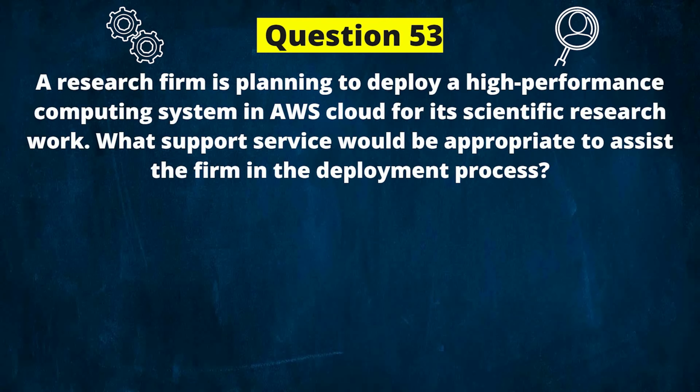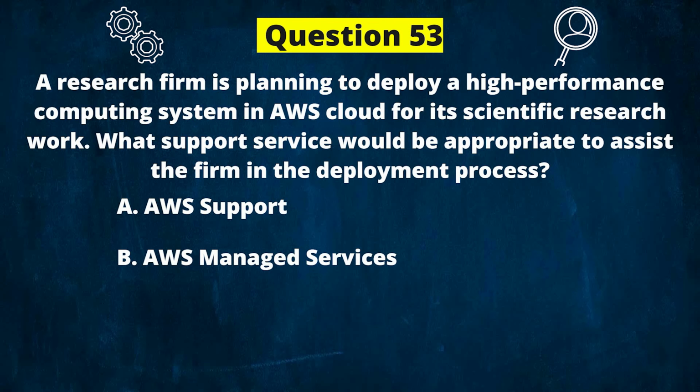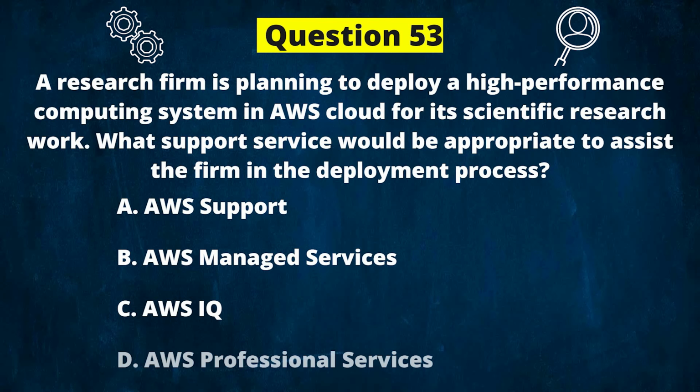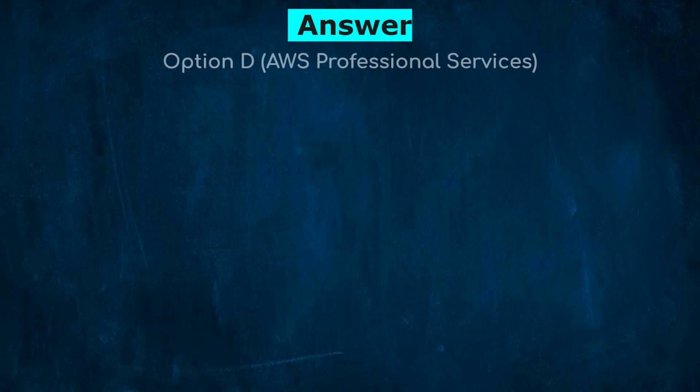Next question. A research firm is planning to deploy a high-performance computing system in AWS Cloud for its scientific research work. What support service would be appropriate to assist the firm in the deployment process? And the options are A. AWS Support, B. AWS Managed Services, C. AWS IQ, D. AWS Professional Services. And the correct answer is option D.